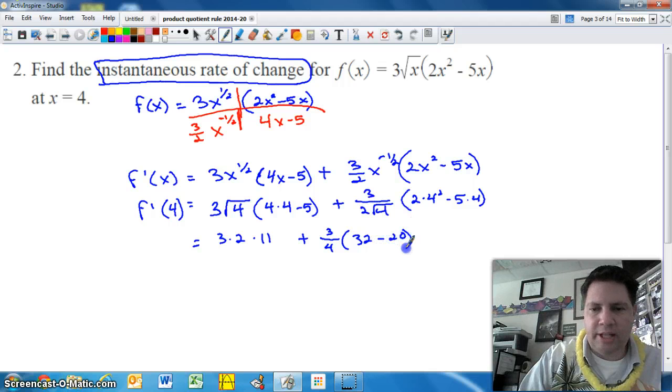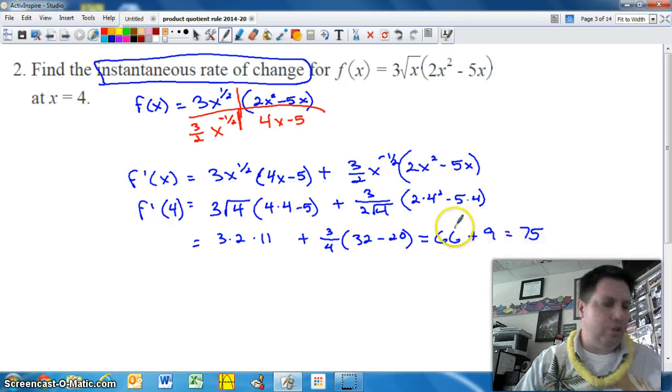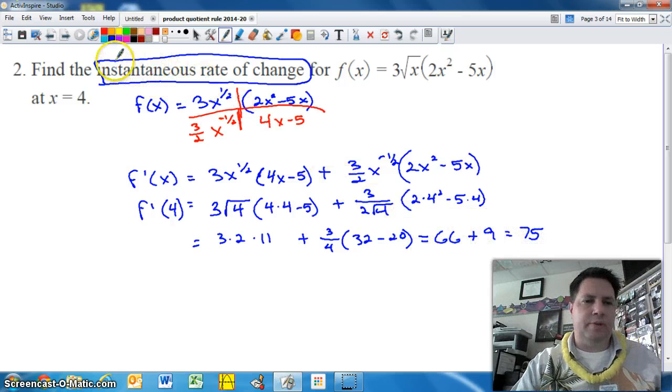I'm cheating and not working this all out. I'm looking at what I've already done before. And when you simplify that down, you get 66 plus 9 and 75. And there's number 2. Let's go on to number 3.